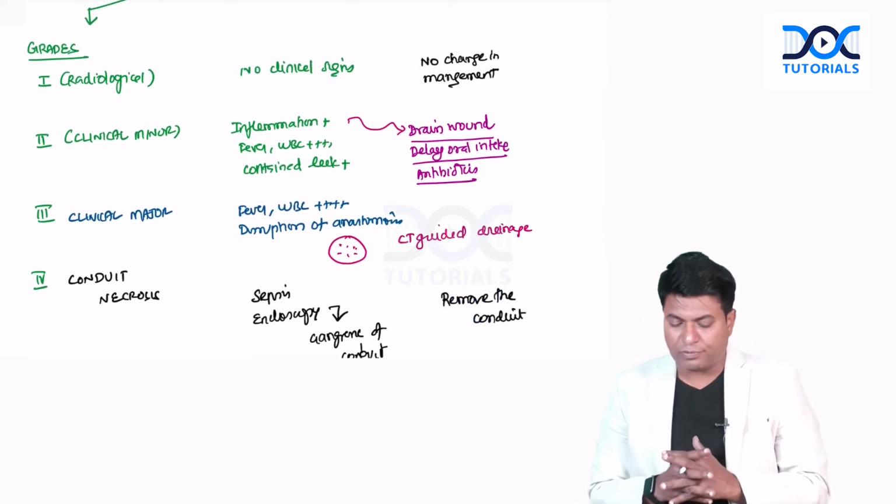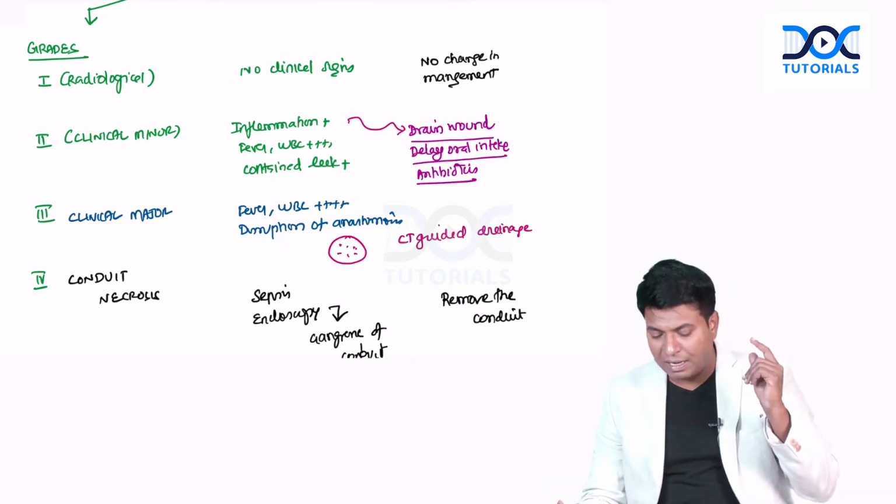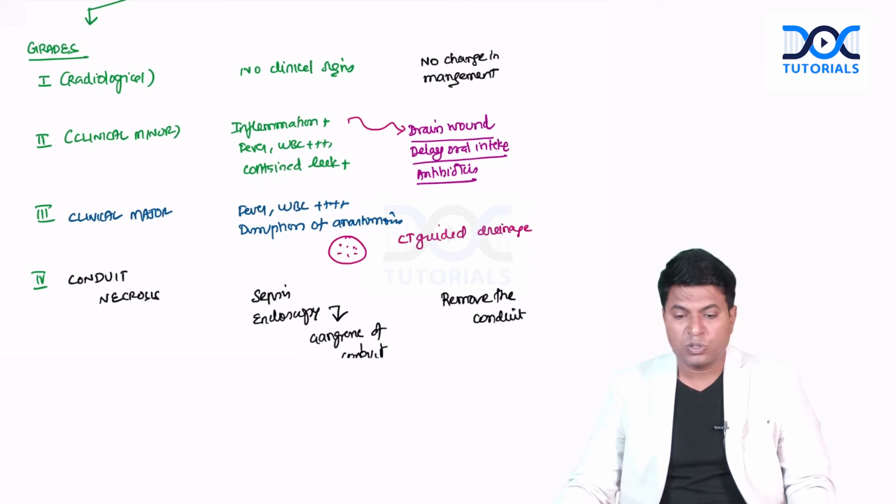So there are 4 grades of Lee Root classification. 1 is radiological, 2 is clinical minor, 3 is clinical major, 4 is conduit necrosis. So please don't forget these things.